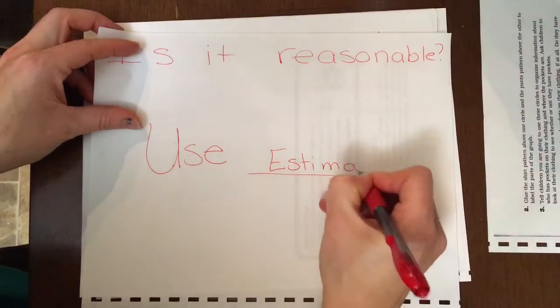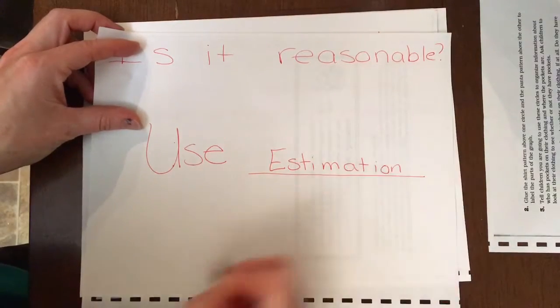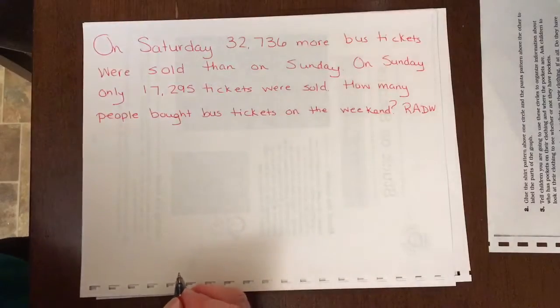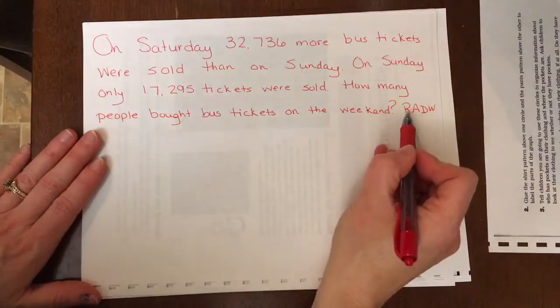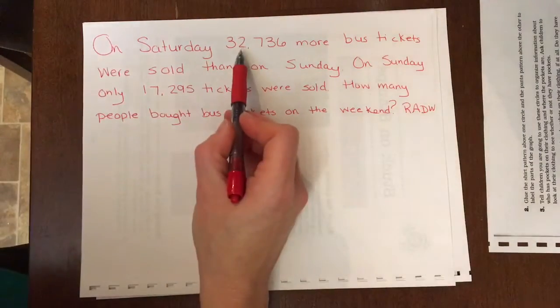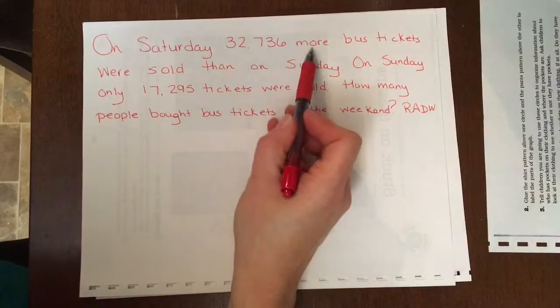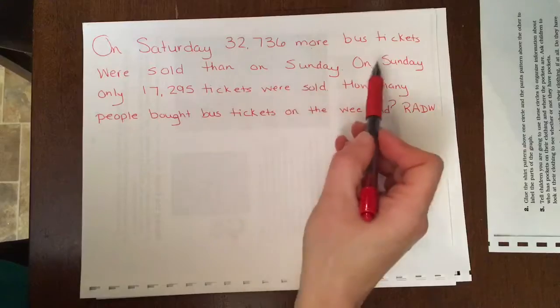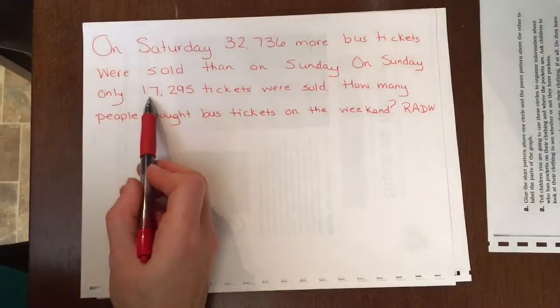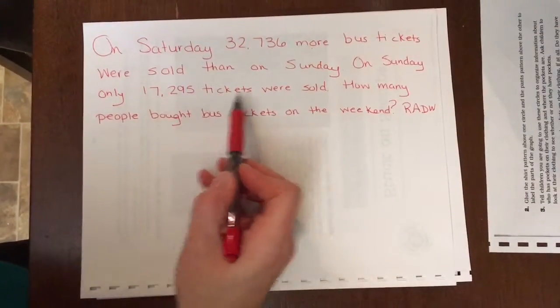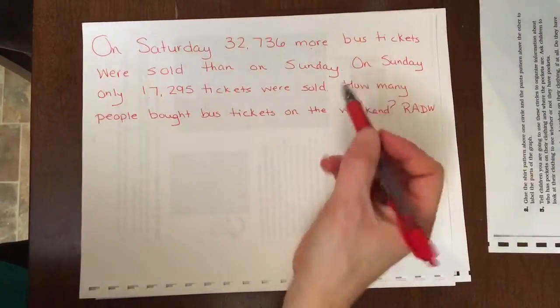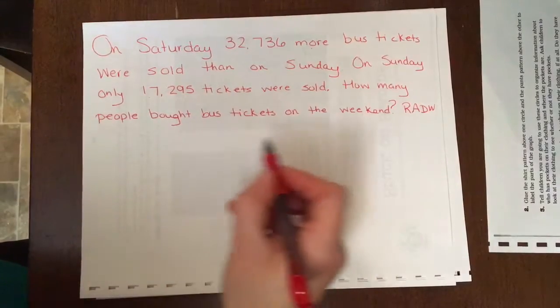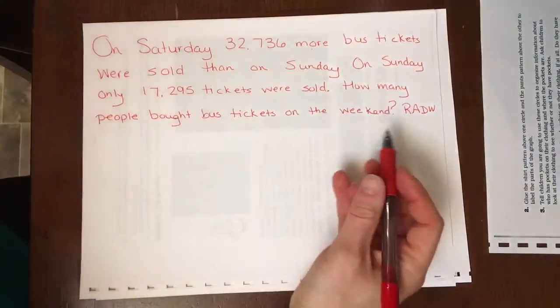We have to solve it first in order to make sure it's reasonable. So here's our question. We read first. On Saturday, 32,736 more bus tickets were sold than on Sunday. On Sunday, only 17,295 tickets were sold. How many people bought bus tickets on the weekend?